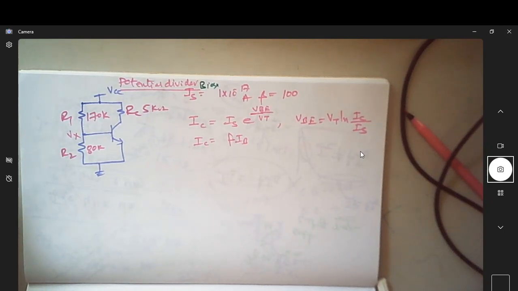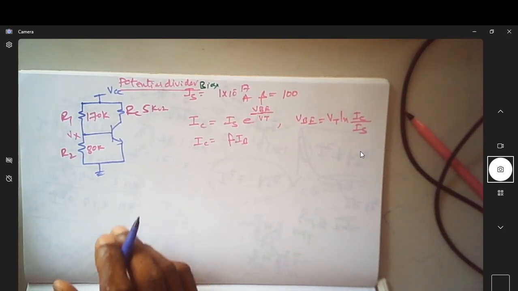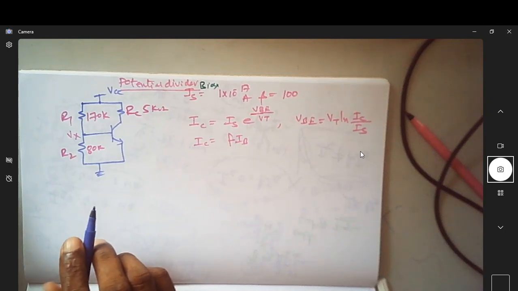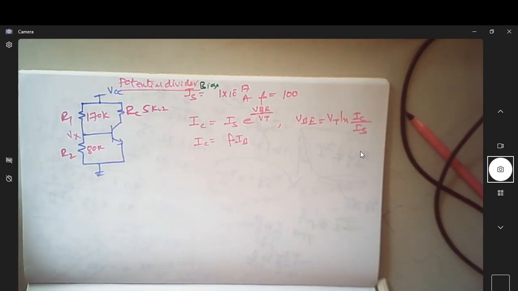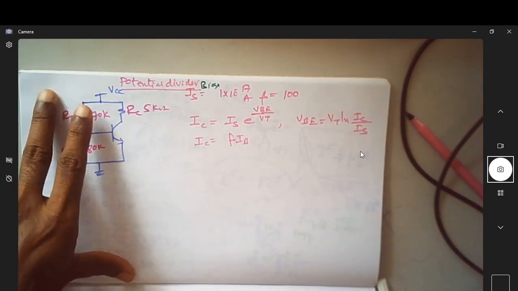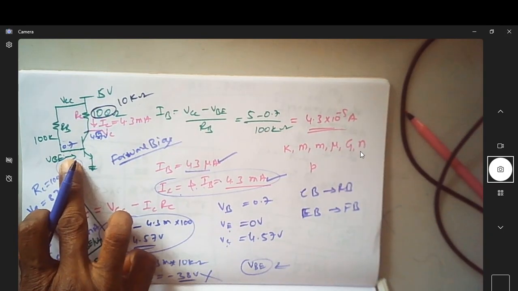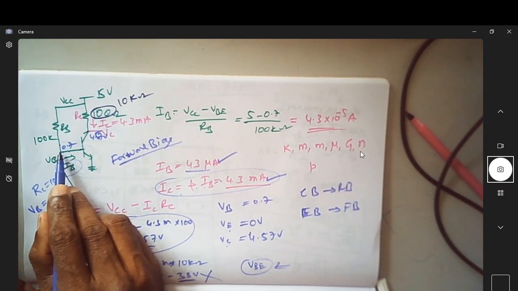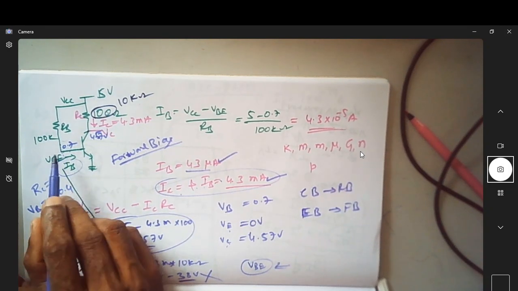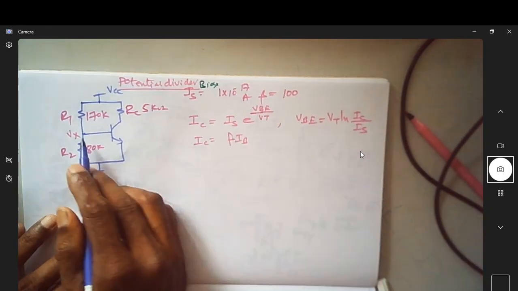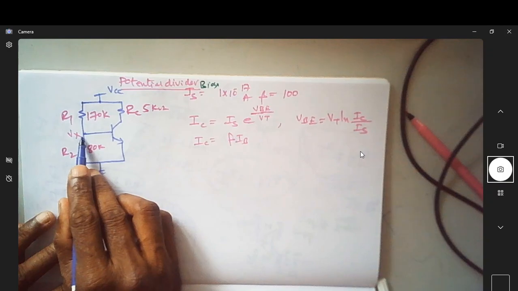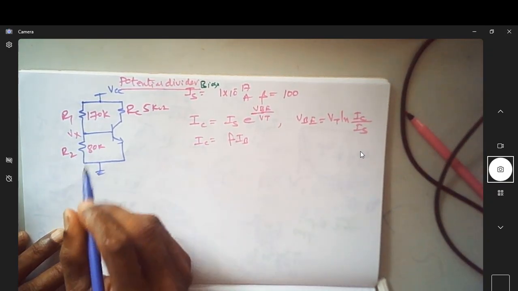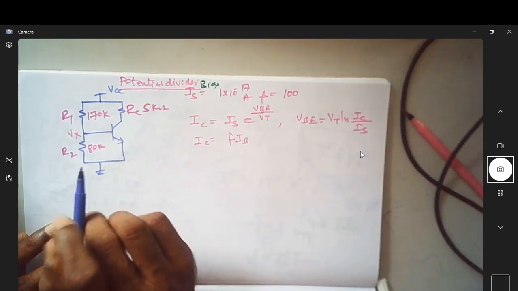Okay, now we see another type of biasing for this BJT, which we call potential divider biasing. The main advantage of this over the fixed bias is that the voltage at VBE will not be floating, but will have a definite voltage, which will be Vx here, which we're going to find out. What is the value of Vx? And this is a potential divider bias.